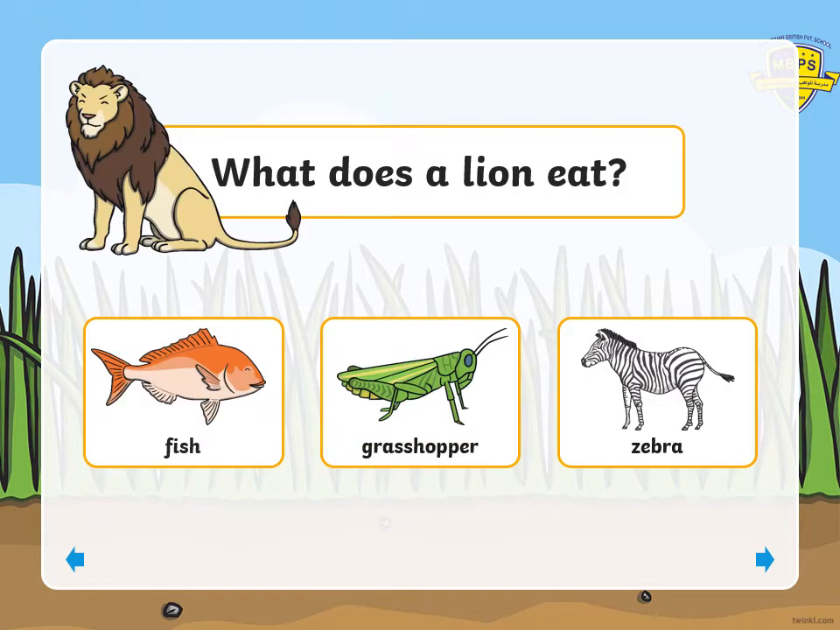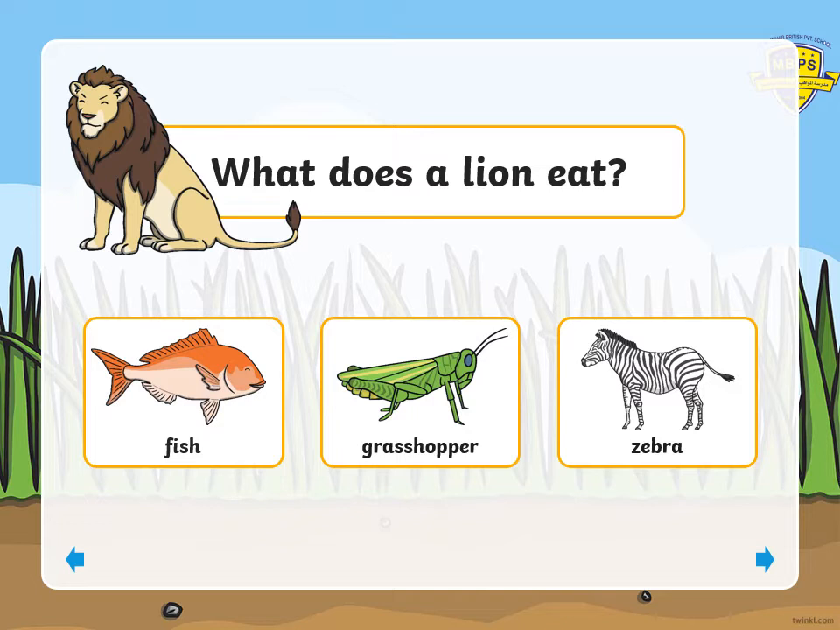Now what does a lion eat? A lion is also a very strong predator. It eats meat, so it's a carnivore. Do you think it's going to eat a grasshopper? Grasshopper is also meat. Do you think it's going to eat a fish? Or do you think it's going to eat a zebra?